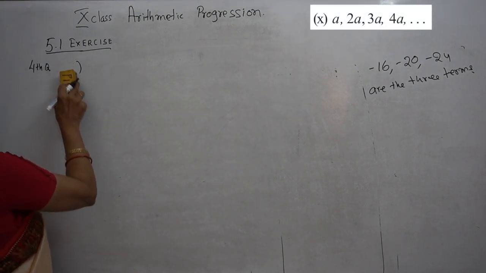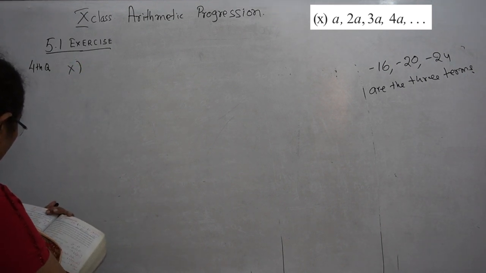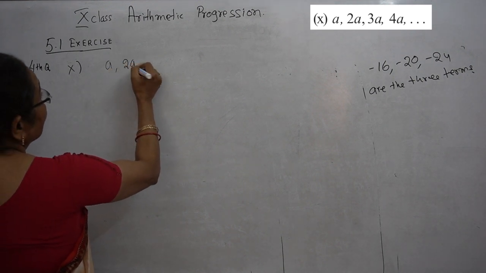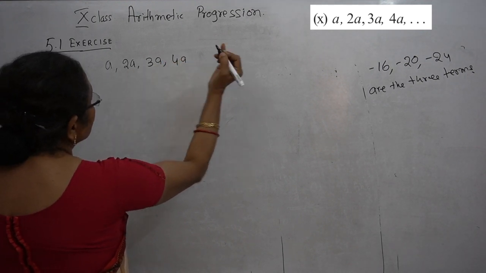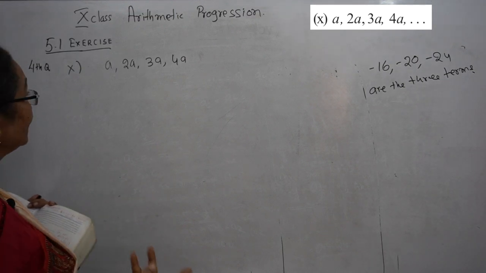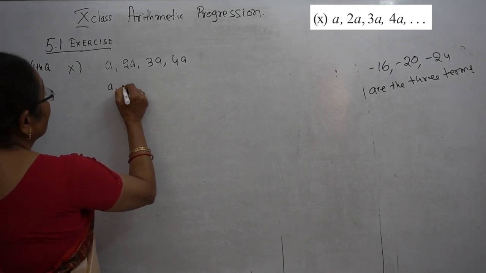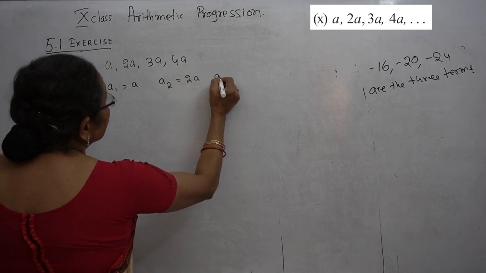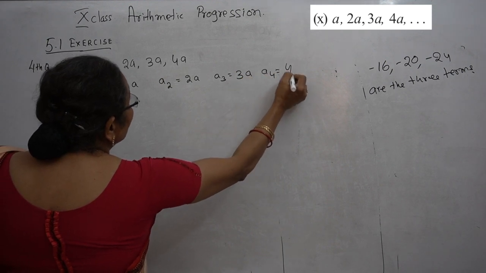In the 10th sum, the question is A, 2A, 3A, 4A. 4 terms are there. We know that, just by looking we can tell this is an AP, but still we have to do it. So A1 equals A, A2 equals 2A, A3 equals 3A, and A4 equals 4A.